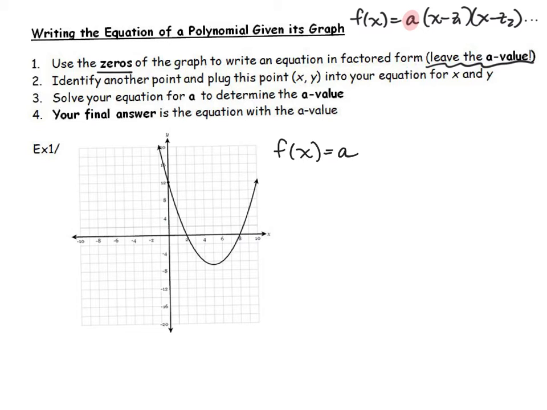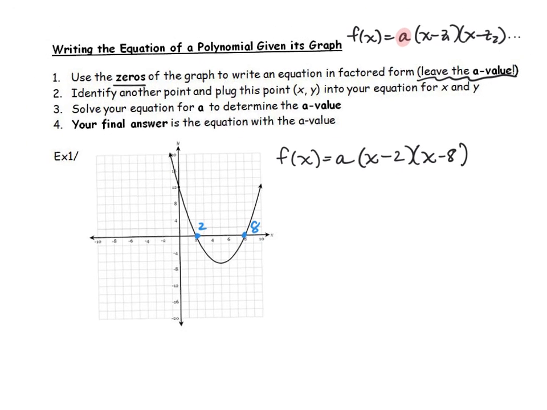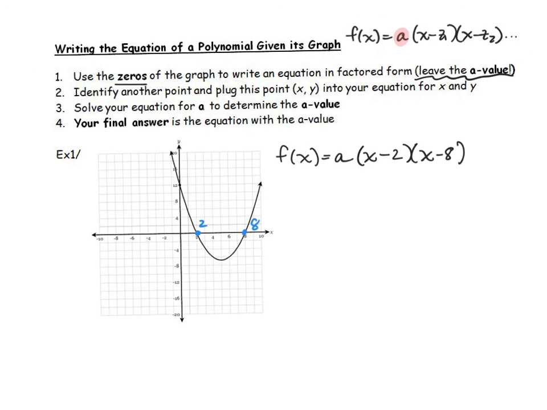So I look at my graph, and I can see that on my graph, I have (2, 0) right here and (8, 0) right here. So when I write those as factors, remember I do the opposite. So I'm going to do parentheses, x minus 2, opposite of +2, parentheses, x minus 8. That is step 1. I'm going to check it off.